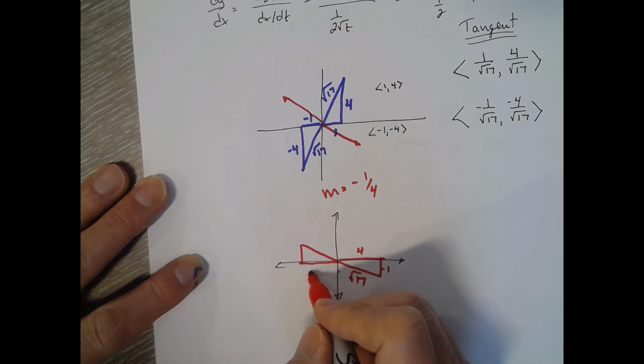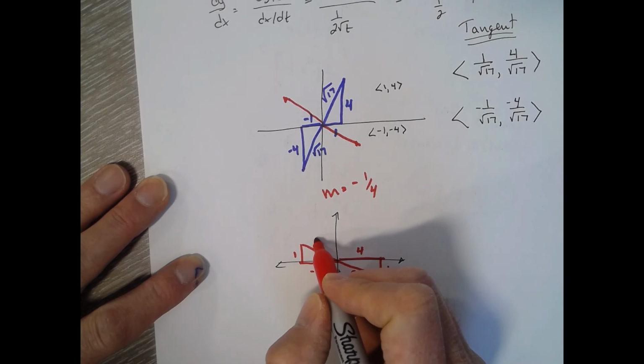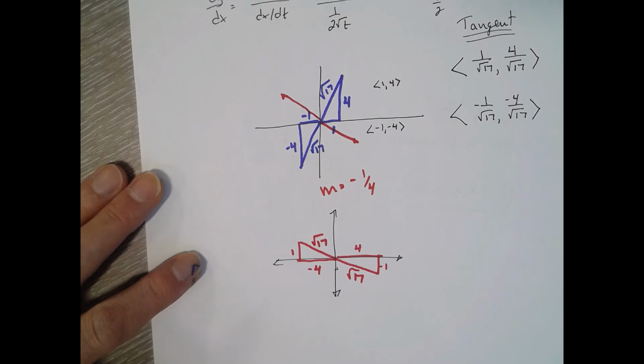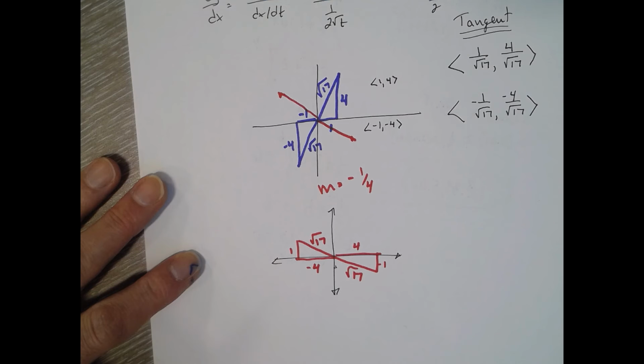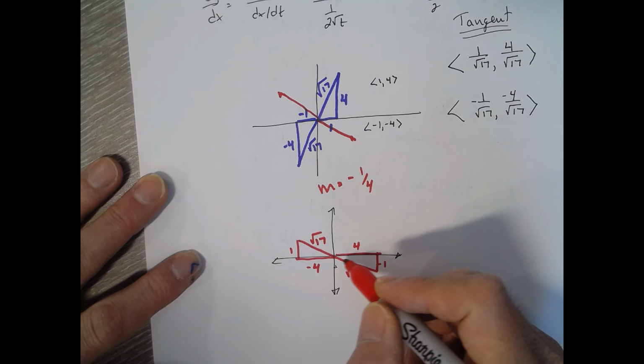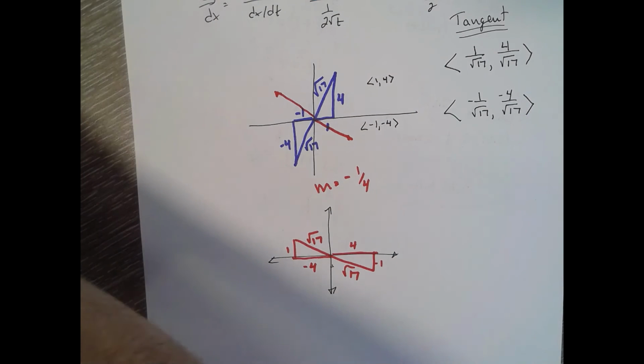This one would be -4. That's 1, square root of 17. So they're my normals, or perpendicular. Here is 4, -1.